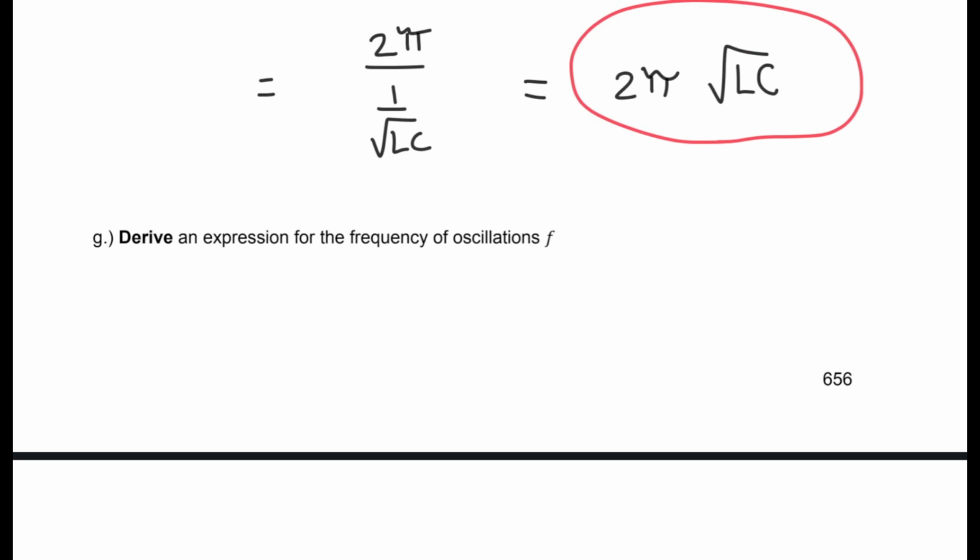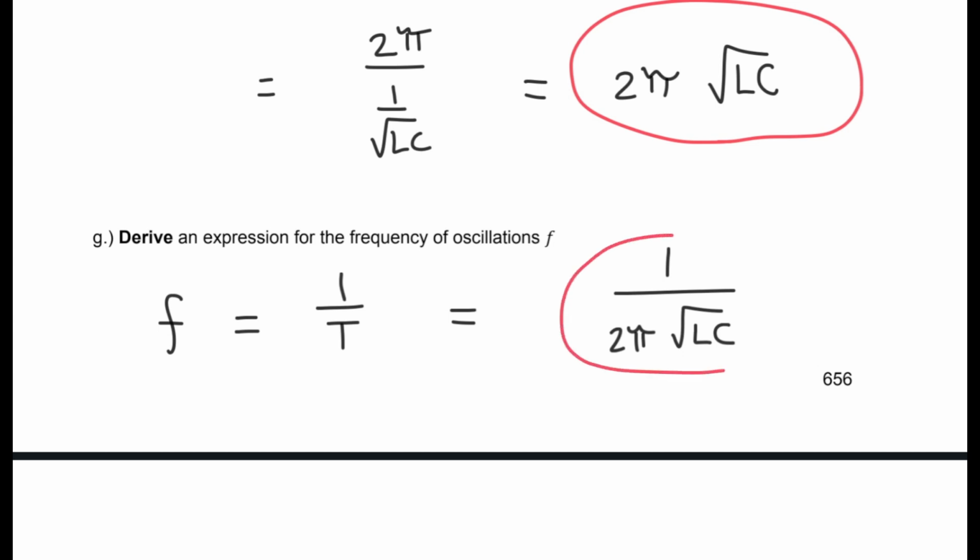And then for frequency of oscillations, we define the frequency as the number of cycles per second. So if it takes T seconds per cycle, it is 1 over T cycles per second. So we just flip our value of T here. You could also use the approach that omega is 2 pi f.